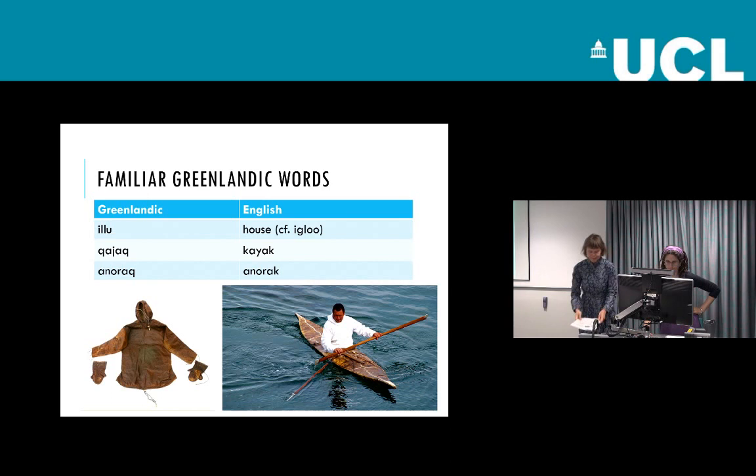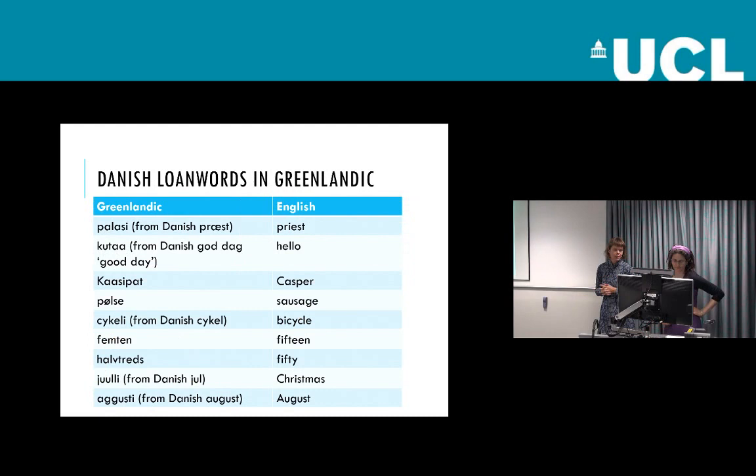Okay, so more data. We're going to look at some of the Danish loanwords. If you know English that will help here, and if you know a Scandinavian language, that will also help, possibly knowledge of German. So for example, the first one is palasi. They would have borrowed this word while they were converted to the Christian religion. It's basically priest, præst in Danish. And in a lot of the older Danish loanwords, you can see how they were incorporated into the Greenlandic sound system. This combination præ from the Danish didn't exist and doesn't exist in Greenlandic, and so instead you get palasi. And then the same thing goes for the next one, kuta, which is from Danish kudag, so good day, meaning hello, and that's the standard word for hello in Greenlandic, kuta.